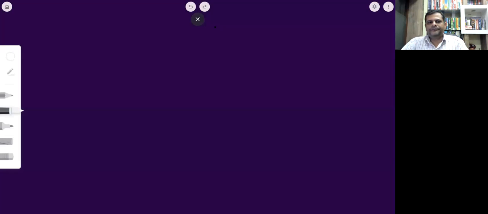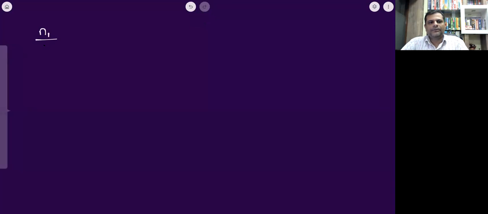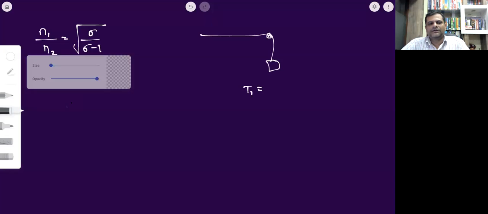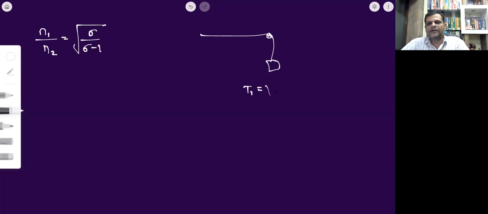ओके देखो, हमने ऑलरेडी देखा था कि n1 upon n2 is actually equal to root of sigma upon sigma minus 1. याद है ये कैसे प्रूव किया था? आर्किमिडीज प्रिंसिपल यूज करके हमने प्रूव किया था, ठीक है ना? क्योंकि जब वायर के साथ एक लोड अटैच किया जाता है तो उस समय इस वायर का जो टेंशन है वो सिर्फ उसके वेट के बराबर रहता है, मतलब ये v इंटू रो इंटू जी के बराबर हुआ करता है.